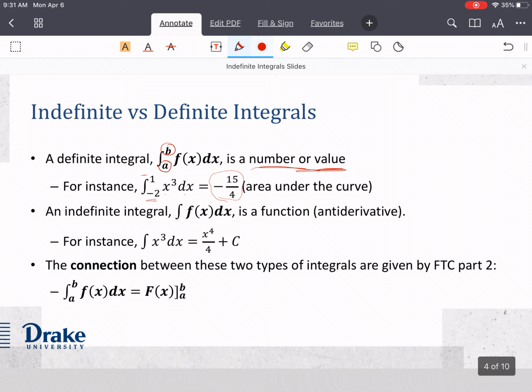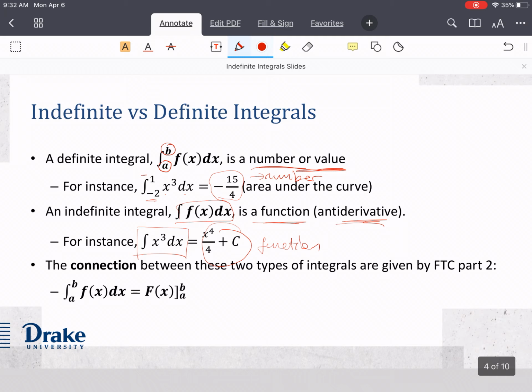However, an indefinite integral, for instance, integral of f of x dx, is a function. In other words, it is an antiderivative. It's always going to represent a function. For instance, if you were to find the indefinite integral of x cubed dx, you will always get x to the fourth over 4 plus c. So you notice this is a function. But the result of a definite integral is always a number.